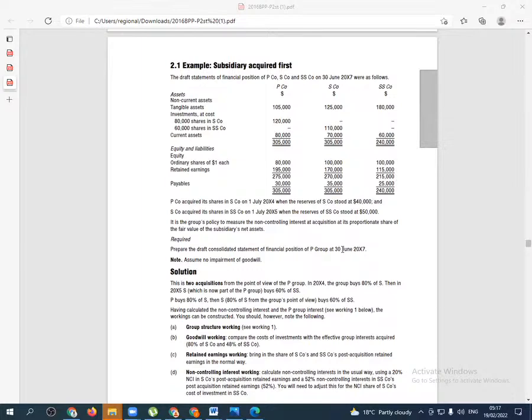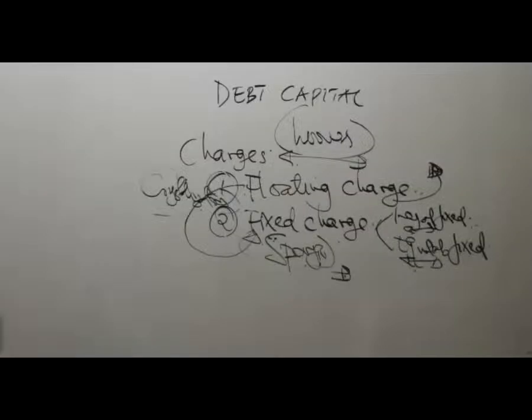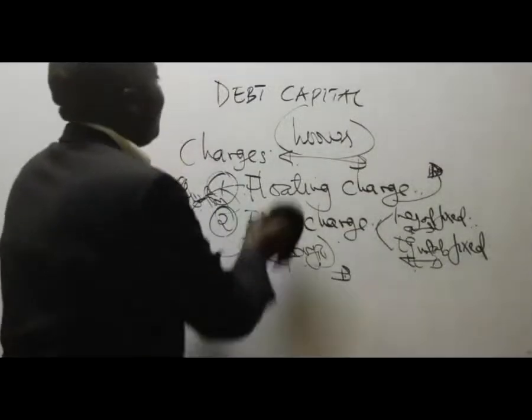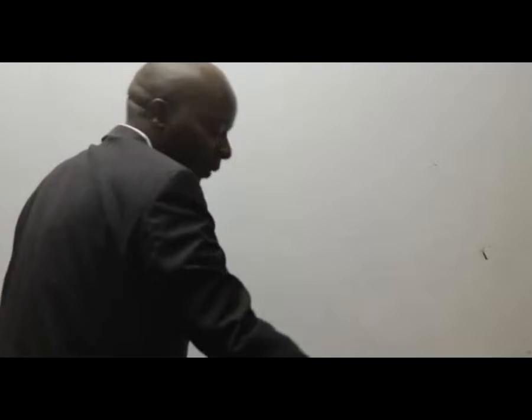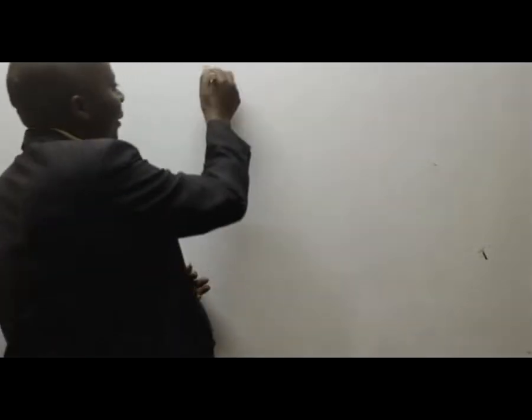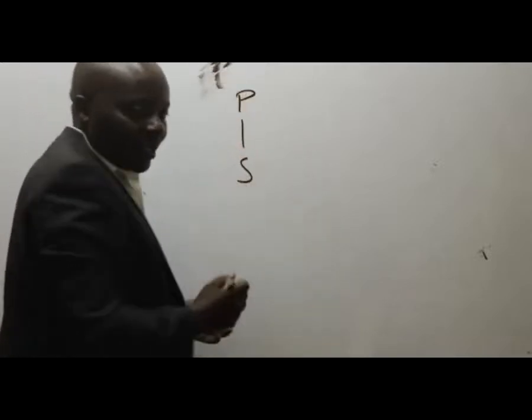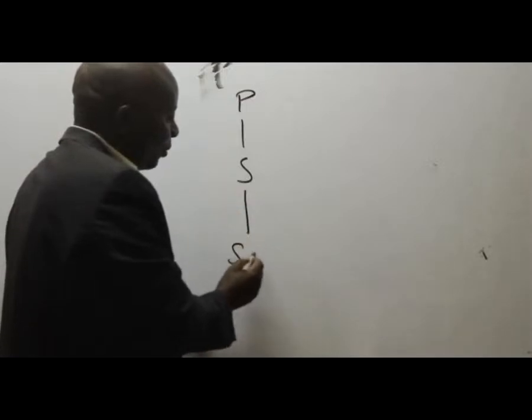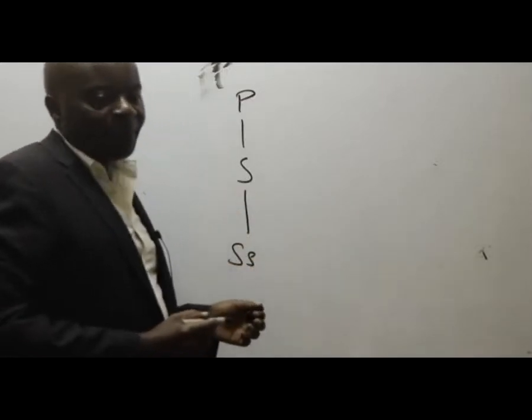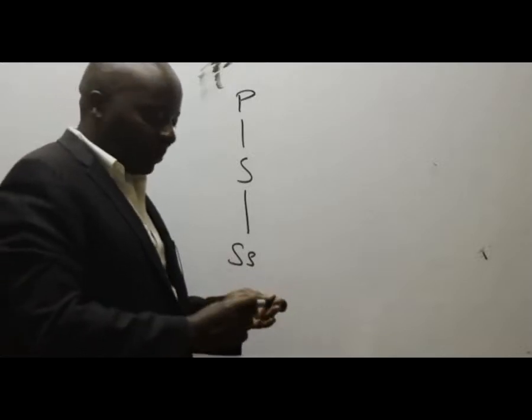Ladies and gentlemen, this is quite an interesting one. I can see something very important there: that P bought S, and then S bought SS. So we have here P, which bought S. We are told that P bought S. And then S went ahead and bought SS company. Interesting.